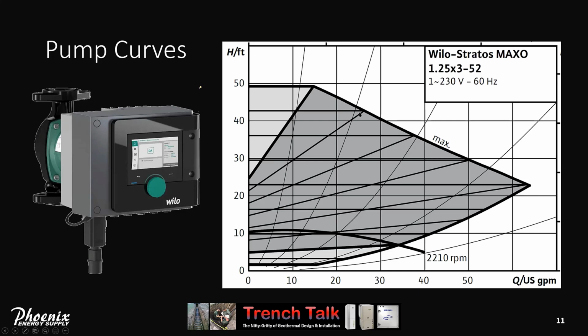Now, the other option is a constant delta P. So it will maintain the same head regardless of flow rate. So this is a little different pump curve. And to me, it's ideal for geothermal applications. And if we look at its maximum head capacity at 15 gallons per minute, this 1.25-inch pump can produce just shy of 50 feet of head. So it's much stronger than a 2699, roughly 2.5 times stronger.